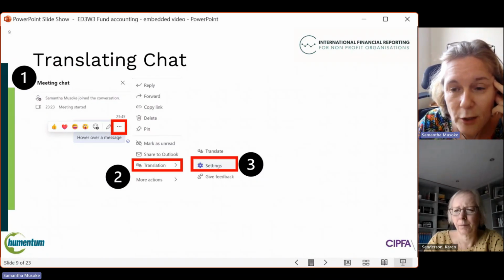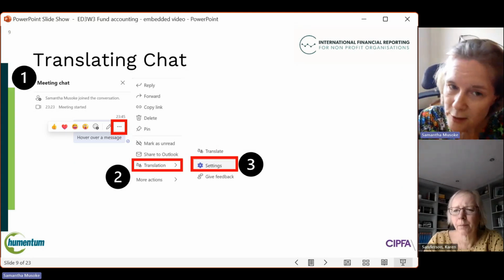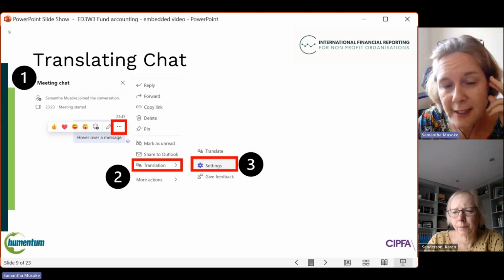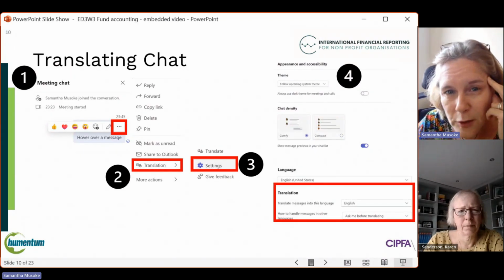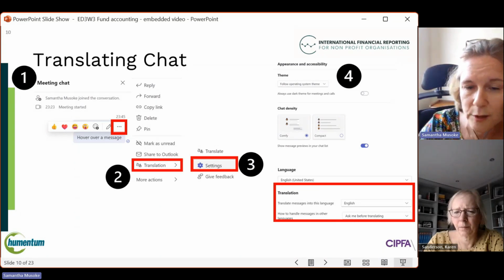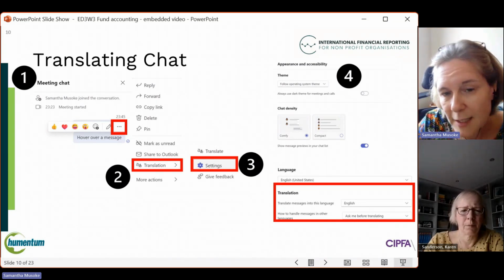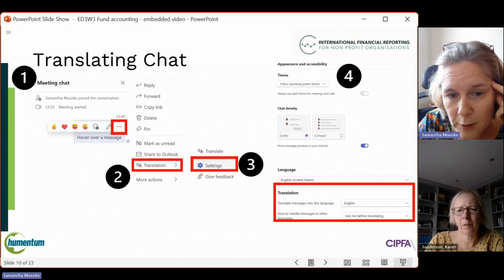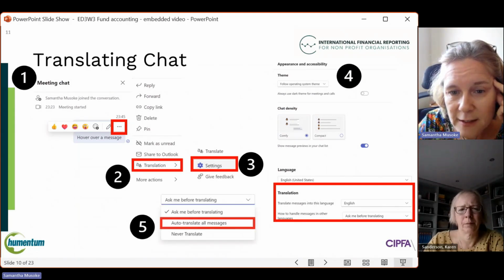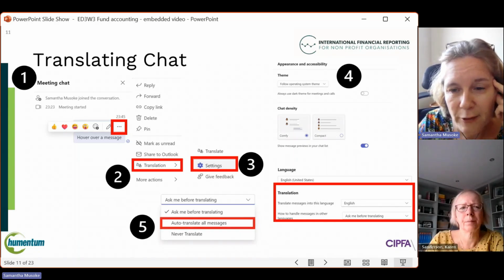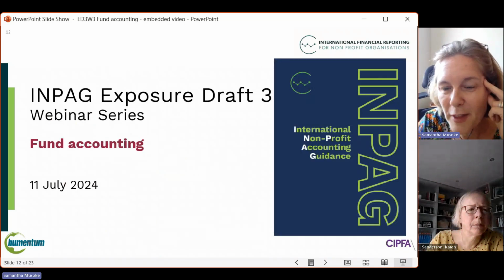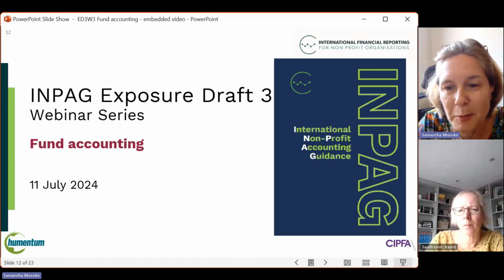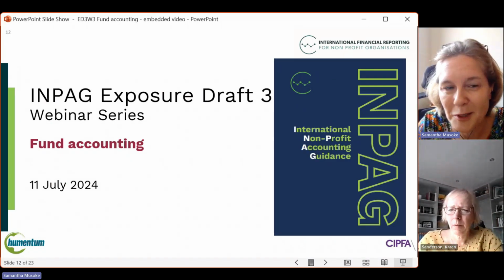From there, you can go to settings. If you do translate, you can translate an individual message, but if you go to settings, you can choose to translate everything. So there's a whole bit called appearance and accessibility. You need to scroll down to the translation section, translate messages into this language. You can select your language, and then how to handle messages, auto translate all messages. And that way, everything will appear in your language. Do let me know if that's working for you. If you have any problems, do type in the chat and Brian will be glad to help you.